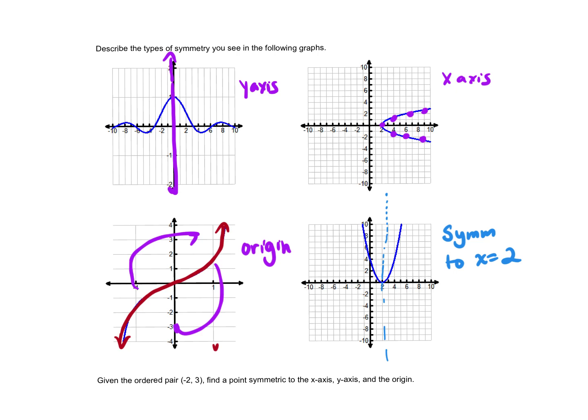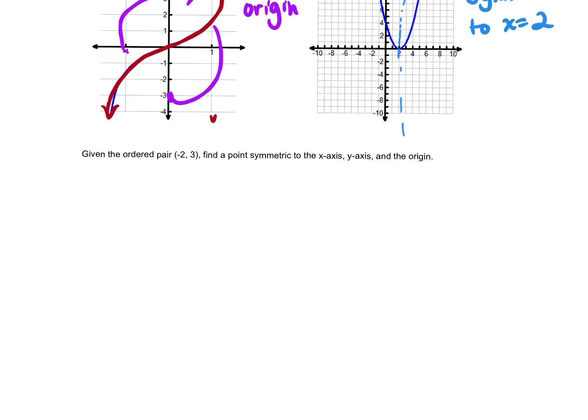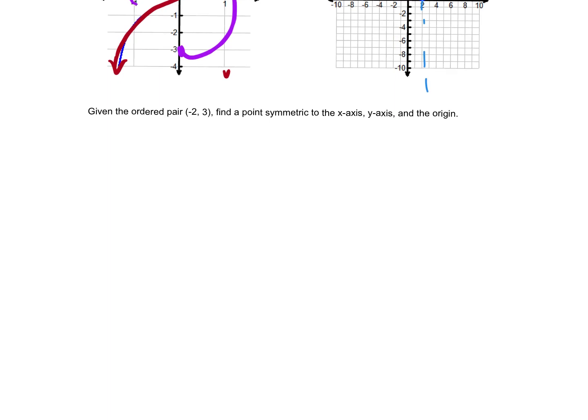Now you can also do this with a point, because really all these graphs are just a bunch of points. You can see patterns on how these points move, and that'll help us determine our tests for symmetry with the x-axis, y-axis, and origin. So let's say we have an ordered pair, -2, 3. Negative 2, 3 is going to be in quadrant 2.